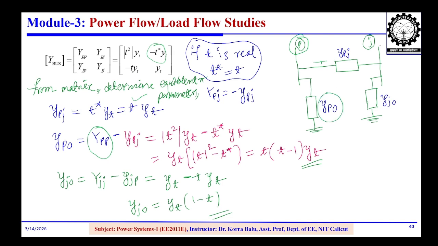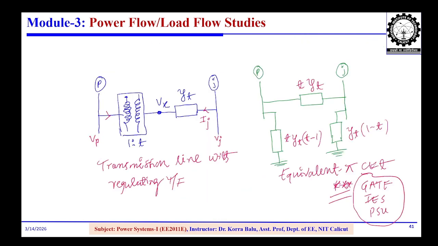Similarly, the self admittance of this bus j and the series element of the Ypj. From this side we can see the Yjp, and from this side to this side we can say the Ypj. Then you will get the Yj0. Then we can represent it in terms of the equivalent circuit. So here the line is terminating to the regulating transformer when the tap changing is given in the same admittance side. This is the equivalent representation in terms of the pi model.